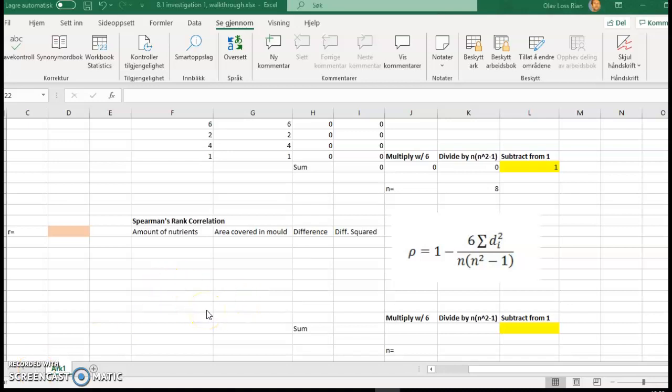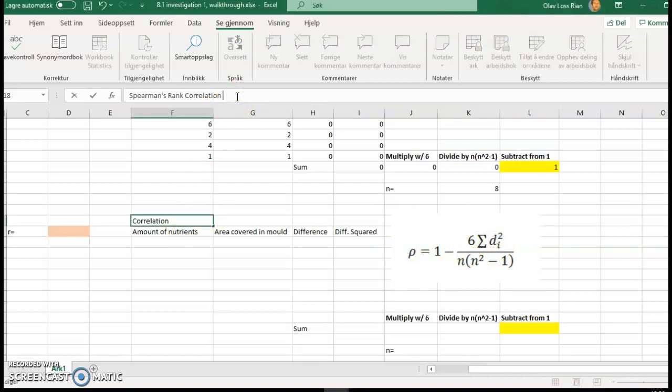So we'll work through one more example, and this is the second part of investigation one, where you see, this is page 380, right? So this is another experiment, and this time the two variables are the temperature and the area of the petri dish. And this is the formula that gives us our Spearman's rank correlation coefficient.